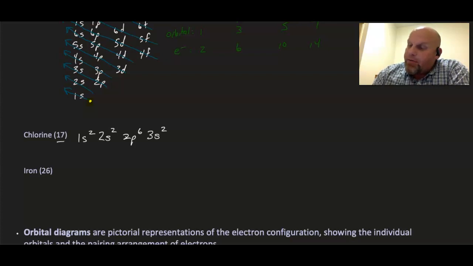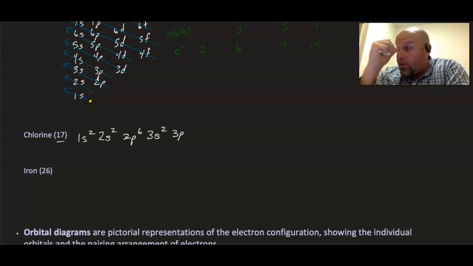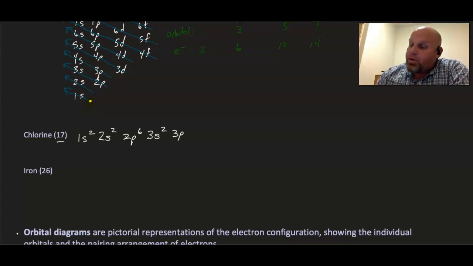And after the 3s, I fill the 3p. Now, in the last term, we don't have to fill it completely. We need to get to the right number. So as I said, I have 2, 4, 10, 12. In my last term here, I only need 5 electrons to get to 17.